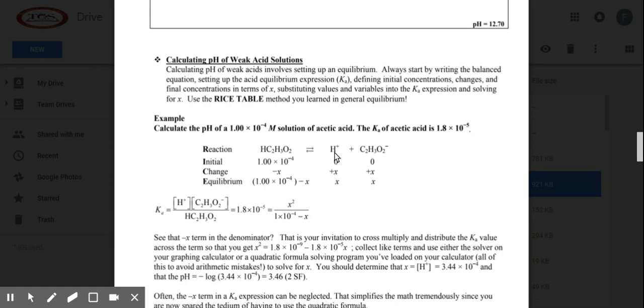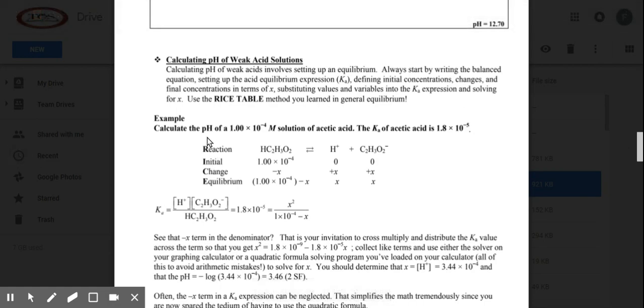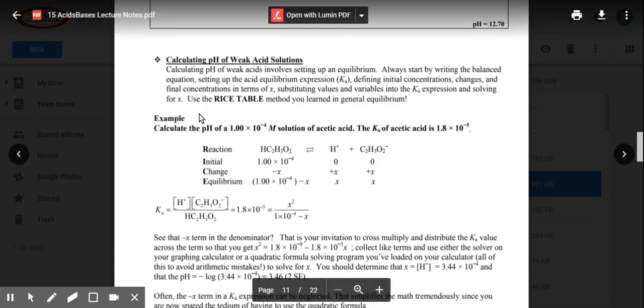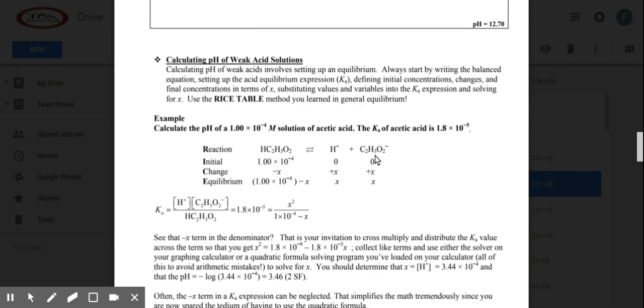Now the question is, how do I figure out that amount? Well, what I'm going to do is set up a RICE chart. So when I set up a RICE chart, I first have my reaction. We did this with equilibrium, right? We're working with Ka values, so we're working with equilibrium RICE charts. So when I'm doing that, I'm going to write my reaction of dissociation.